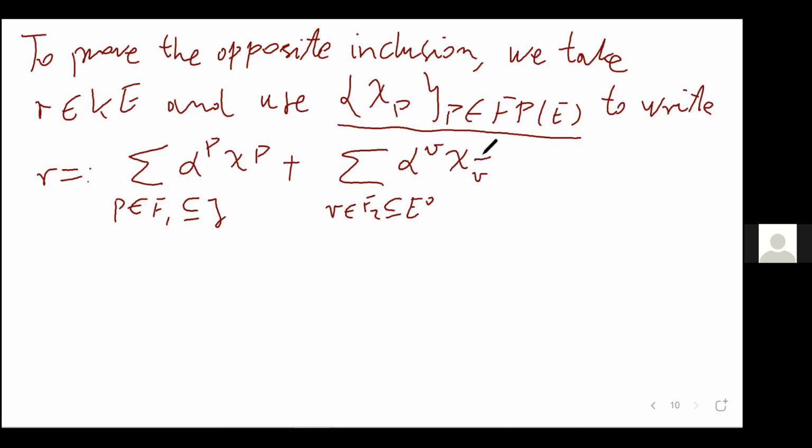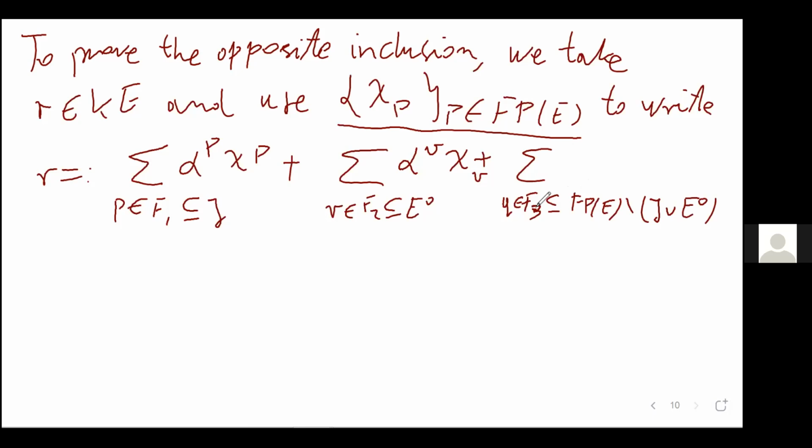And finally, I take the sum over everything else. Say Q in F3, which is now a subset of FPE less J union E0. Okay. So all these sets are disjoint: J, E0, and FPE less J and less E0. And they also give you the whole set of all paths. So it is clear that I can always write R as a finite linear combination of that form.